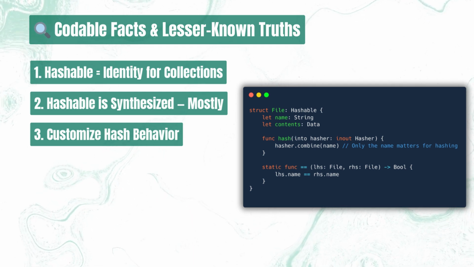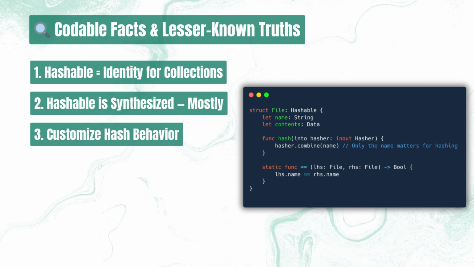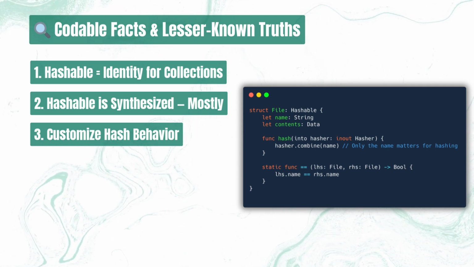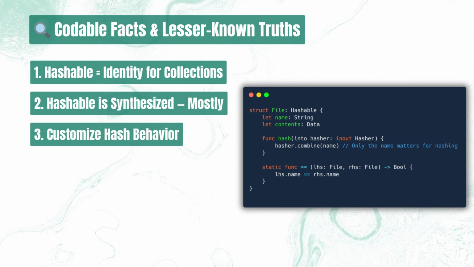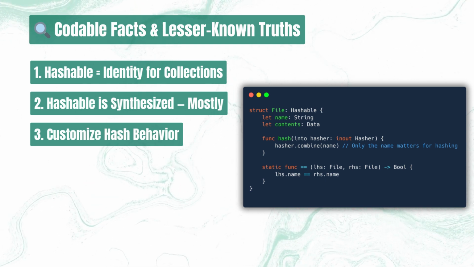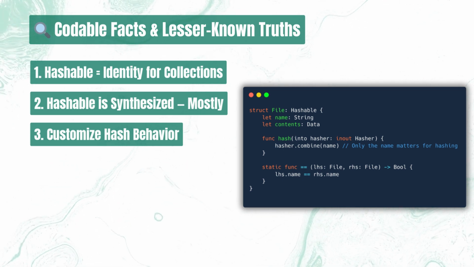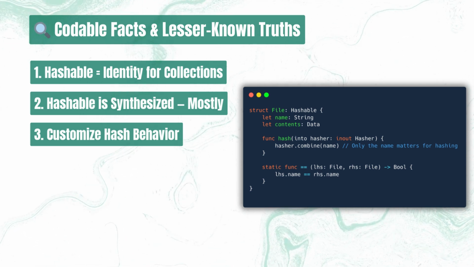Spicy take, but legal. By custom implementing Hashable to only use the ID, we get better performance. No need to hash potentially large image data. We define identity by what matters in our domain. Two users with the same ID are the same user. We allow mutable properties to change without breaking hashing, critical for classes. This pattern is essential for any reference type that you want to use in a set or as a dictionary key.